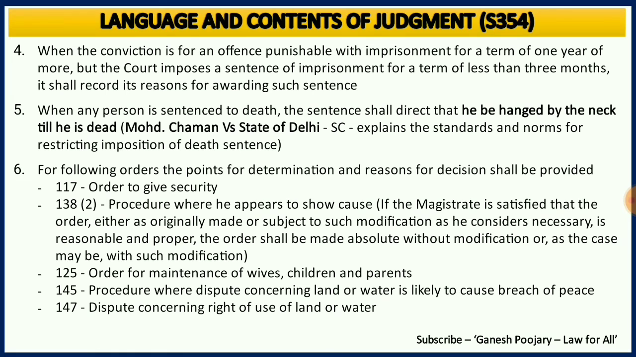Subclause 4 is very easy. If somebody is convicted for an offense which is punishable with more than 1 year term of imprisonment, and if the presiding officer is deciding to give imprisonment for less than 3 months, in that case he needs to very clearly mention in the record all the reasons that he is avoiding such a sentence. That is very, very important because the imprisonment is for more than the term of 1 year, but he is giving only 3 months or less. In that case, he has to mention why he is giving that consideration. That is very, very important.